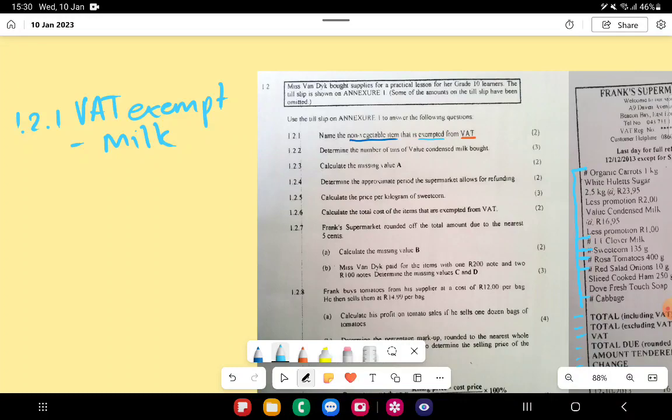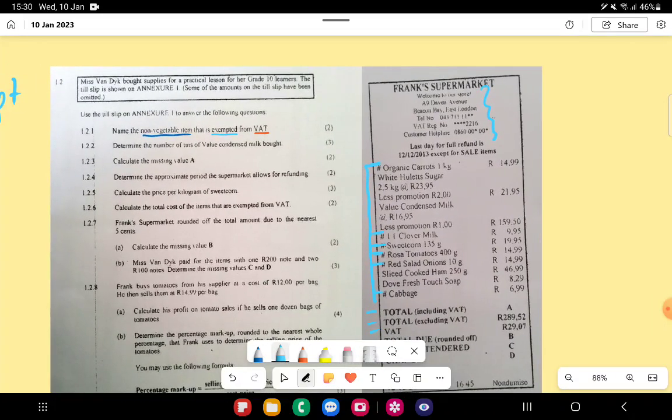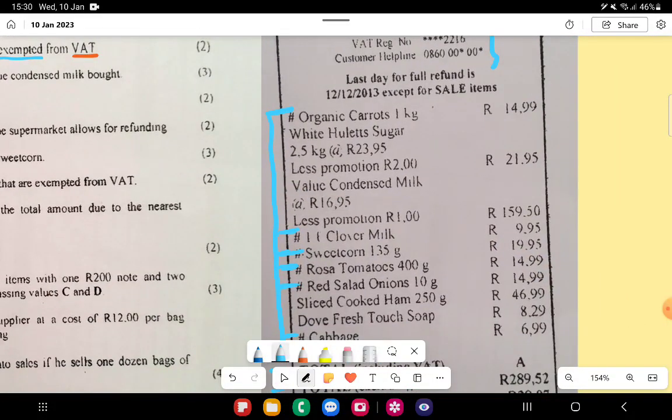Question 2. Determine the number of tins of Value condensed milk bought. Okay, let's find the Value condensed milk. So I'm going to erase this and I'm going to say, okay, Value condensed milk, this is where you are. How many tins? Well, this receipt doesn't tell me. Now, what I need you to see is the prices over here, right? Notice that between each line, that is one item, right? And each line either starts or ends with a price on this receipt. So if organic carrots is there, it's R14.99.